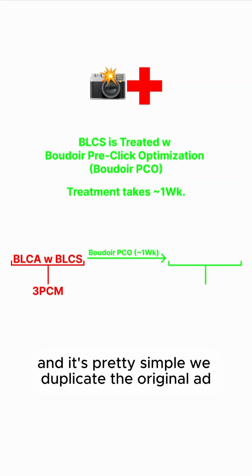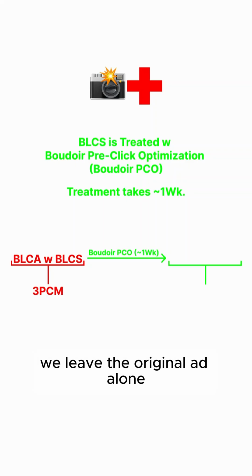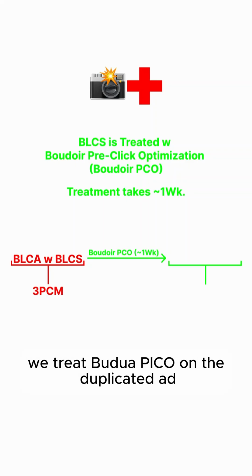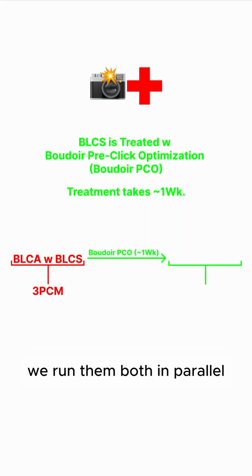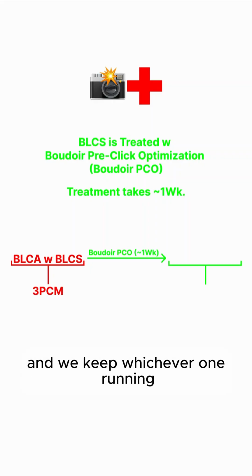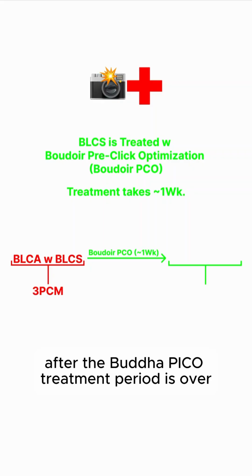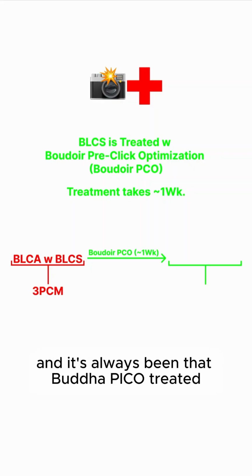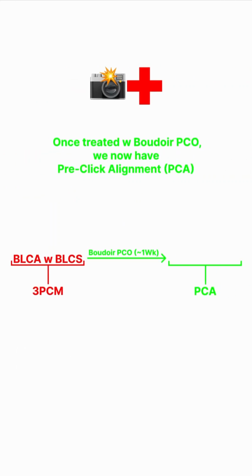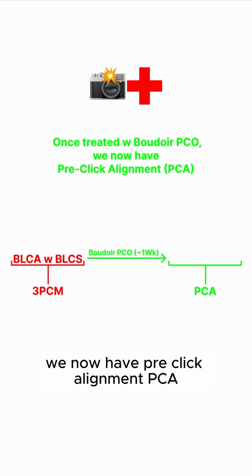And it's pretty simple. We duplicate the original ad. We leave the original ad alone. We treat Boudoir Pico on the duplicated ad. We run them both in parallel, and we keep whichever one has the highest metrics after the Boudoir Pico treatment period is over. And it's always been the Boudoir Pico treated ad that has the higher metrics at the end.